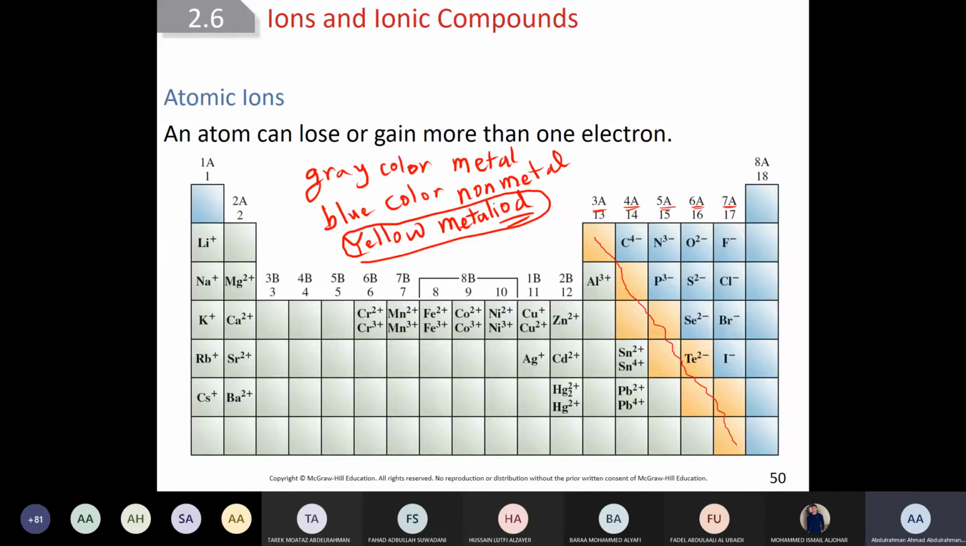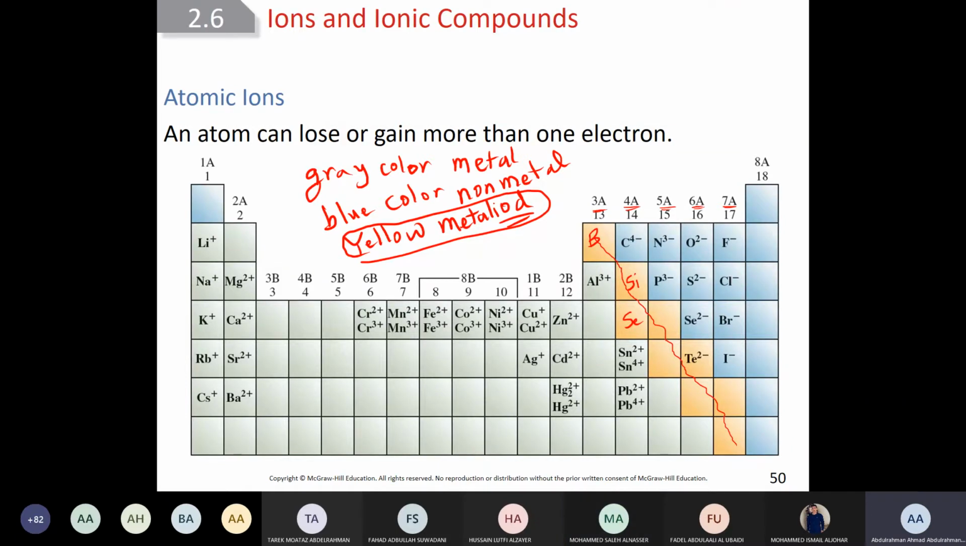Which element is this, by the way? What's the element in here? Look at your table. Boron. What's this element? Silicon. Silicon and germanium, selenium. All right, and so on and so forth.